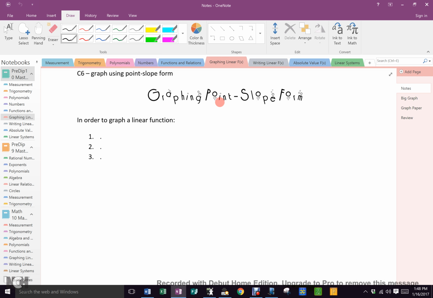All right. In order to graph a linear function, I have given you 3 ways to do this. One, slope intercept. What does that look like? Y equals mx plus b. And you all know how that works. You go to b, and then you count your slope, rise and run, which is m, and then you connect the dots. Yes? Excellent. The second method I've given you is x and y intercepts.